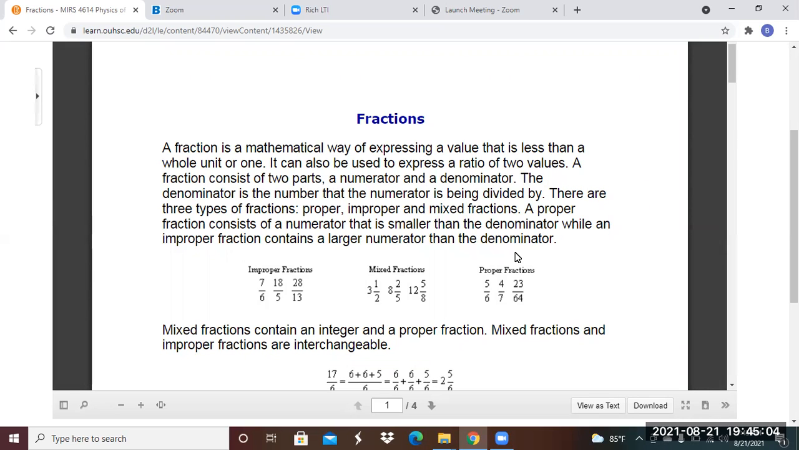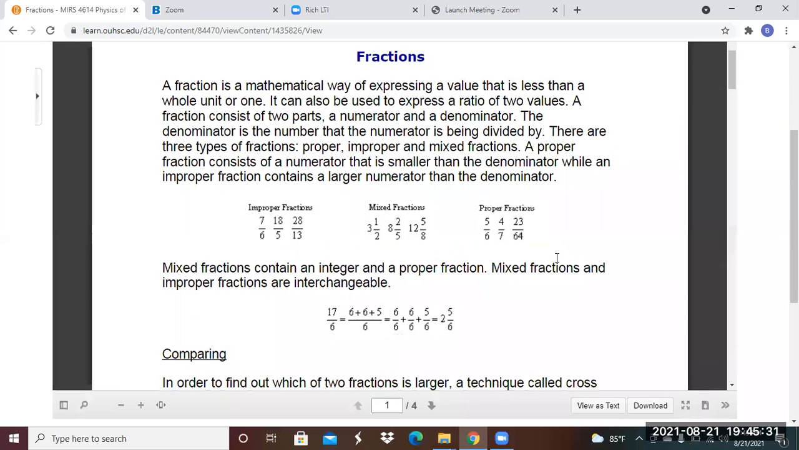So what is a fraction? A fraction is a math method of expressing a value that is less than 1. It can be used to express a ratio of two values. A fraction consists of two parts. You've got a numerator, which is the thing on the top, and the denominator, which is the thing on the bottom. The denominator is the number that the numerator is being divided by.